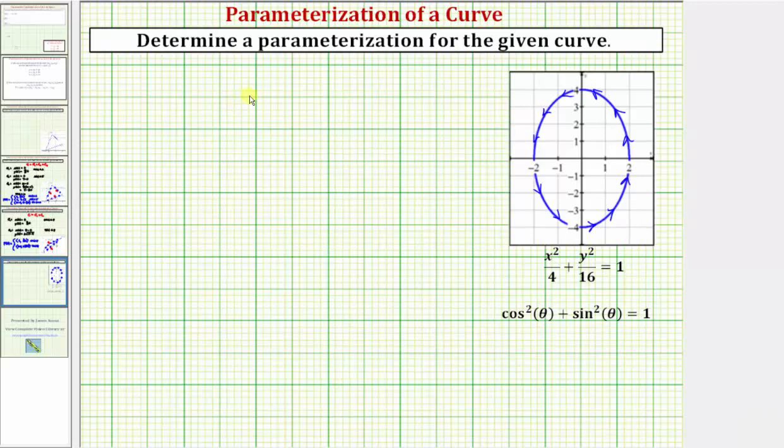We're asked to determine a parameterization for the curve shown below. Notice how I have an ellipse that's traced out counterclockwise. The equation of the ellipse is x squared divided by 4 plus y squared divided by 16 equals 1.